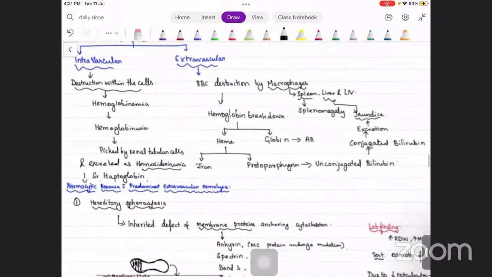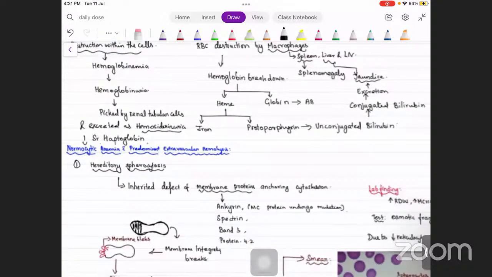In intravascular hemolysis, you see hemoglobinemia, hemoglobinuria, and hemosiderinuria. Increased urine hemosiderin levels will be seen in intravascular hemolysis. Bilirubin, splenomegaly, and jaundice are the characteristic features of extravascular hemolysis, while hemosiderinuria with decreased serum haptoglobin level is seen in intravascular hemolysis.